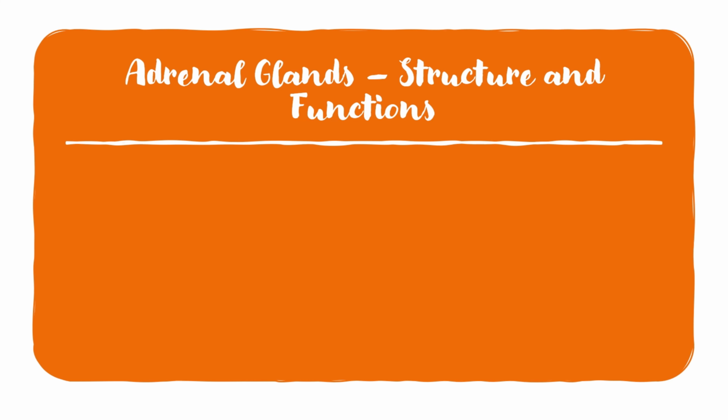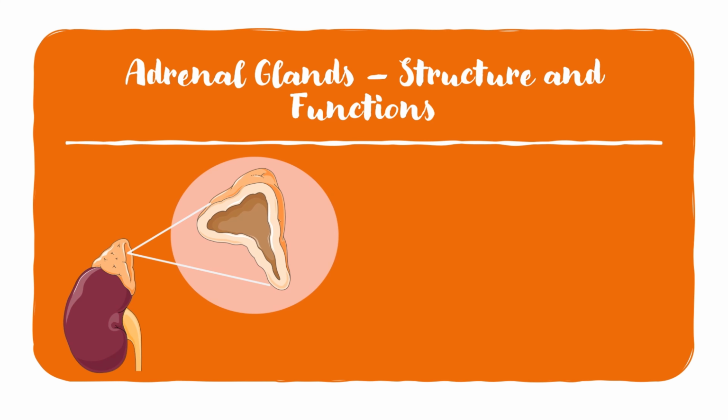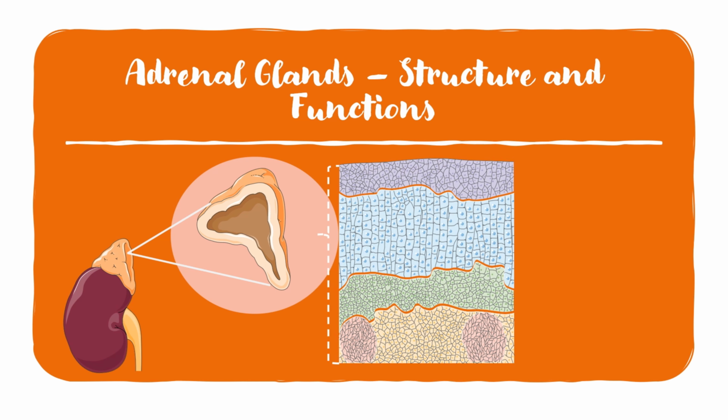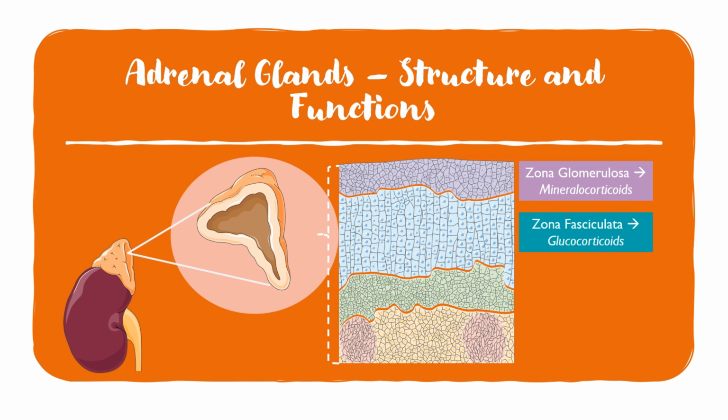So if you remember, our adrenal glands sit on top of our kidneys, and we can zoom in to see the different layers of each adrenal gland. The topmost layer is called the zona glomerulosa, and this is responsible for secreting mineralocorticoids like aldosterone. The second layer is called the zona fasciculata, and this produces glucocorticoids like cortisol.